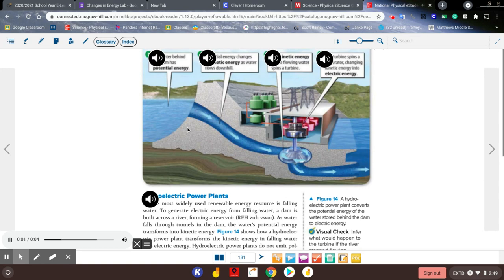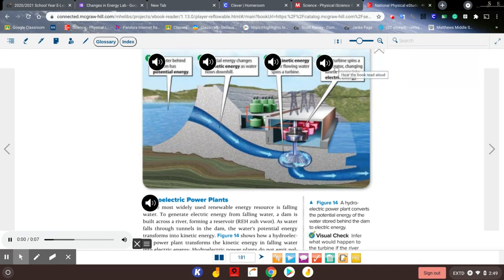Number 1. The water behind the dam has potential energy. Number 2. Potential energy changes to kinetic energy as water flows downhill. Number 3. The kinetic energy of the flowing water spins a turbine. Number 4. The turbine spins a generator, changing kinetic energy into electric energy.